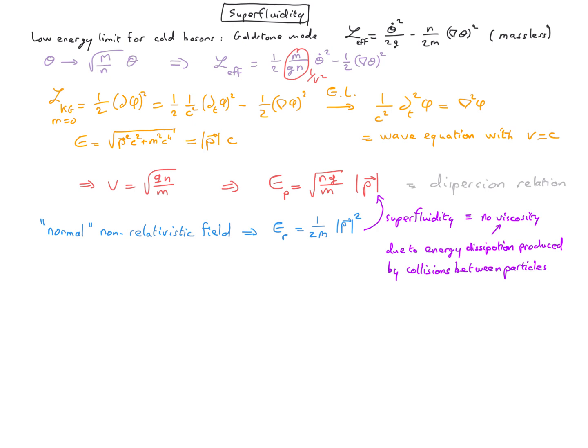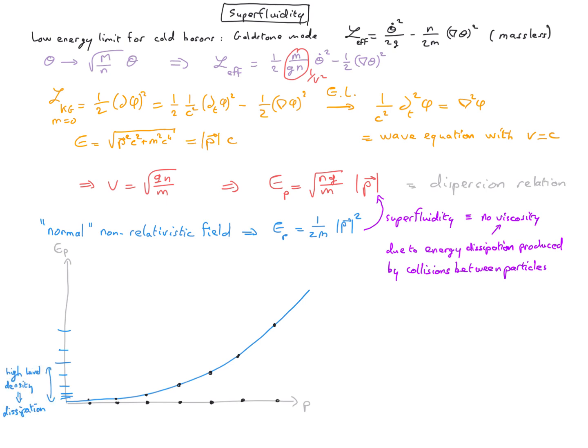If we consider a normal non-relativistic field with an energy which is quadratic with the momentum, because of the finite volume we have a discretized set of momenta. We see that at low energy there are a lot of possible available states for the particles. This large level density at low energy makes a collision very effective to dissipate collective energy into internal excitations.